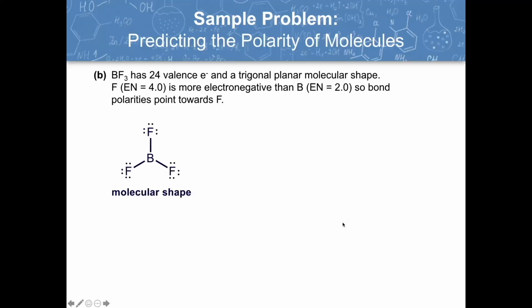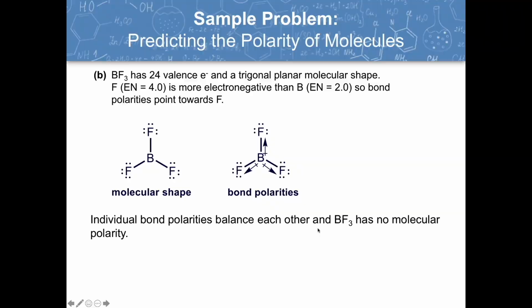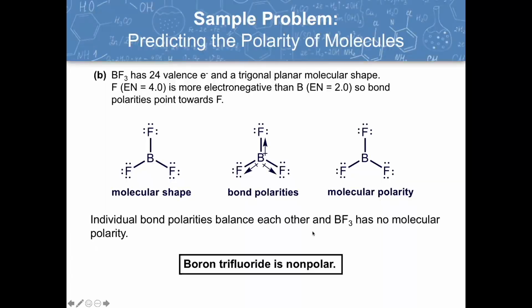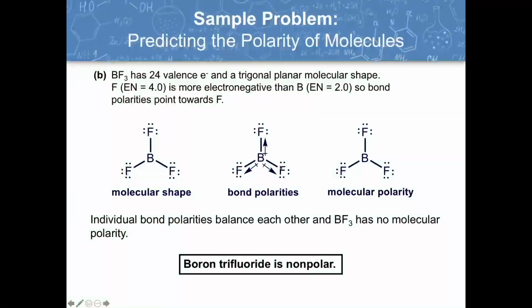For our second example, we have boron trifluoride with the molecular shape of trigonal planar. As you can see here, fluorine is more electronegative than boron, so the bond polarities point toward fluorine. However, the bond angle here is 120 degrees, so the three bond polarities balance each other, or they cancel each other. Therefore, boron trifluoride has no molecular polarity, making it a nonpolar molecule.